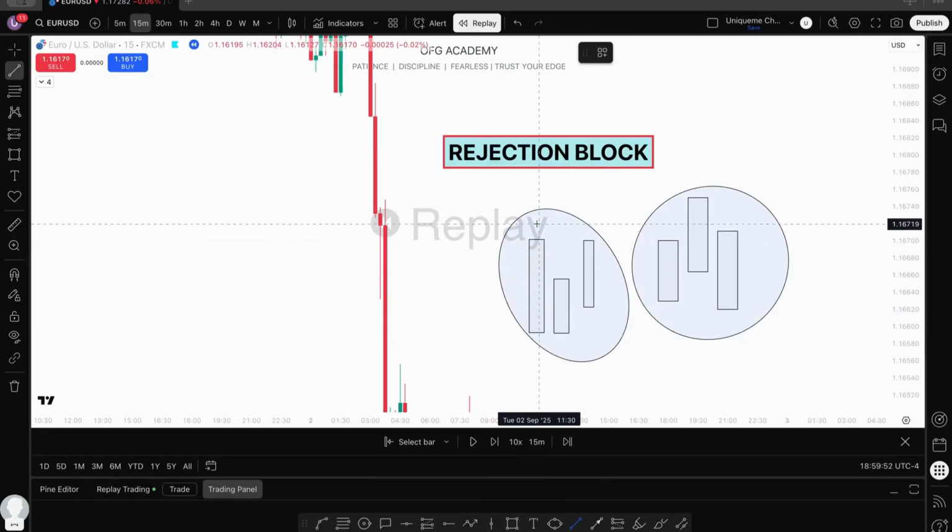It took me a lot of studying, and my coach also. I have plenty of coaches, so bear with me. I don't only have one coach. So it took a lot of explanation to understand how a rejection block works, right?